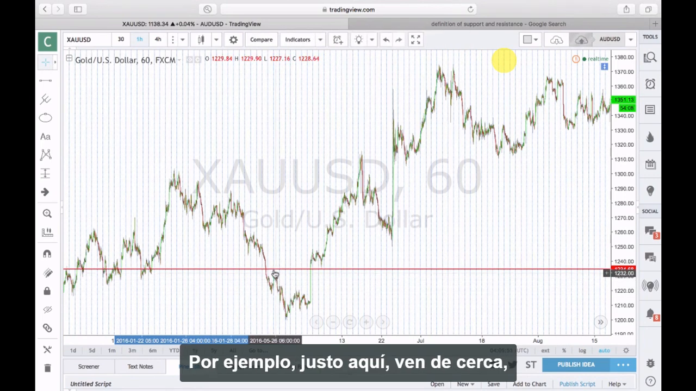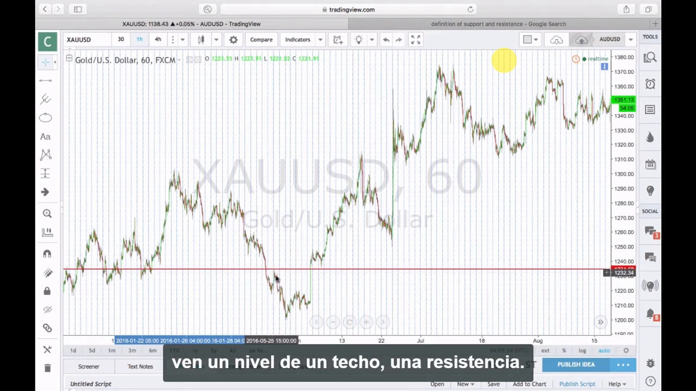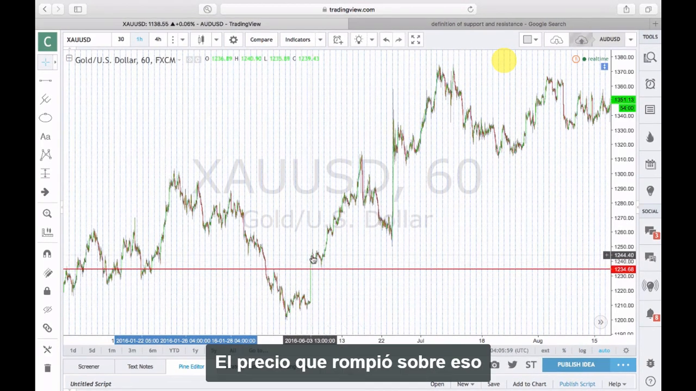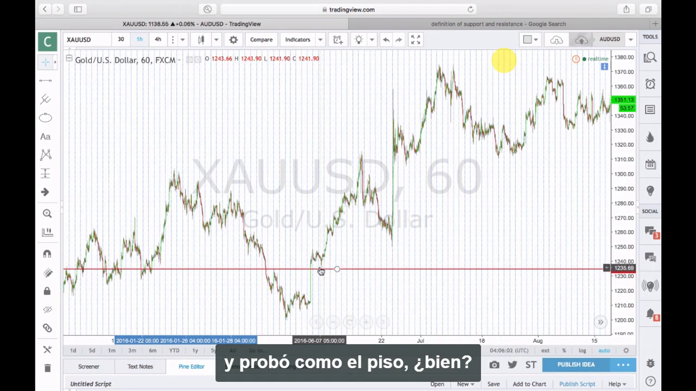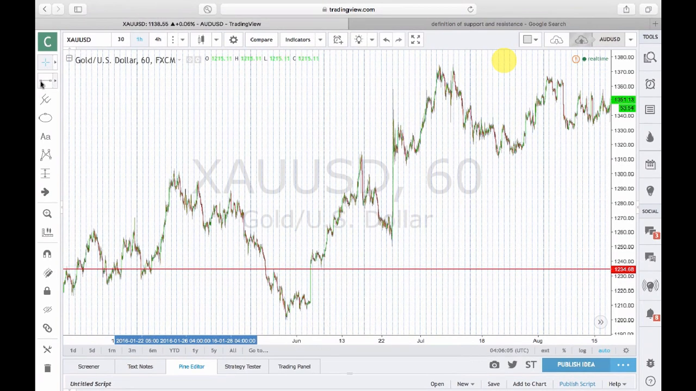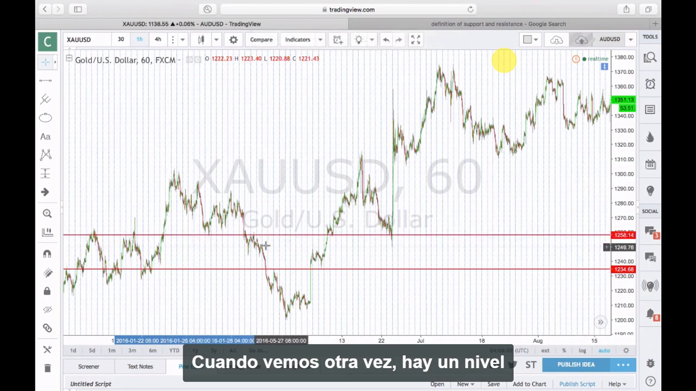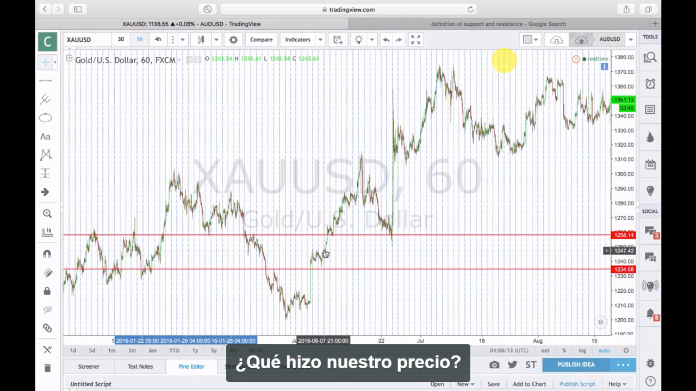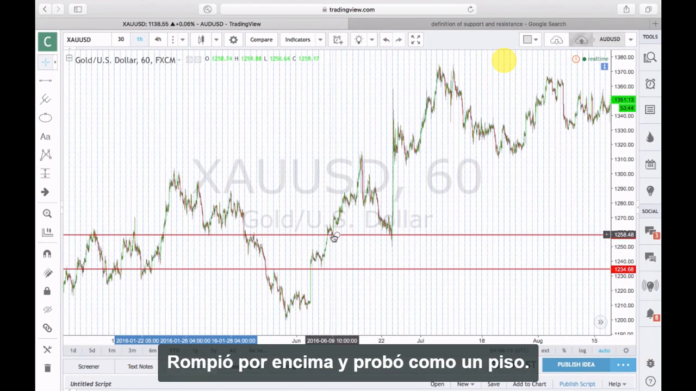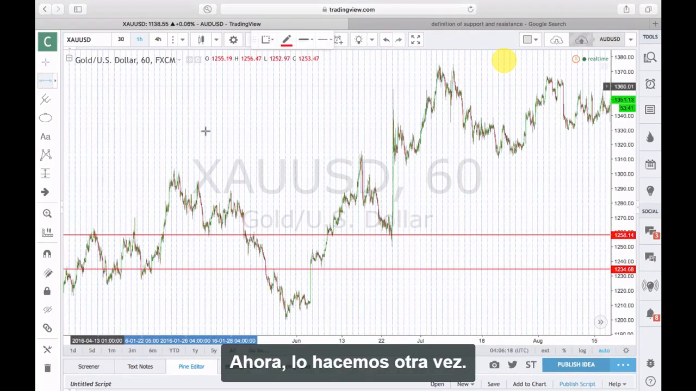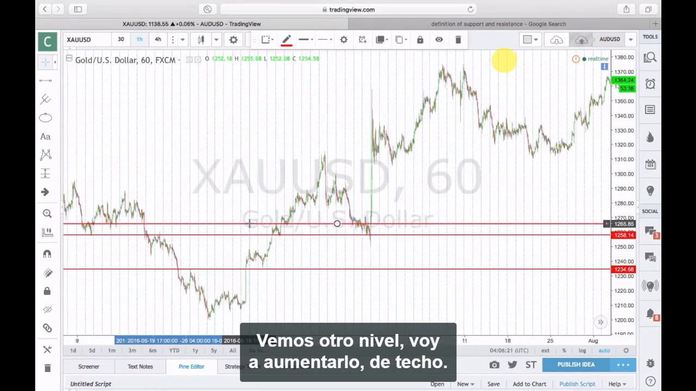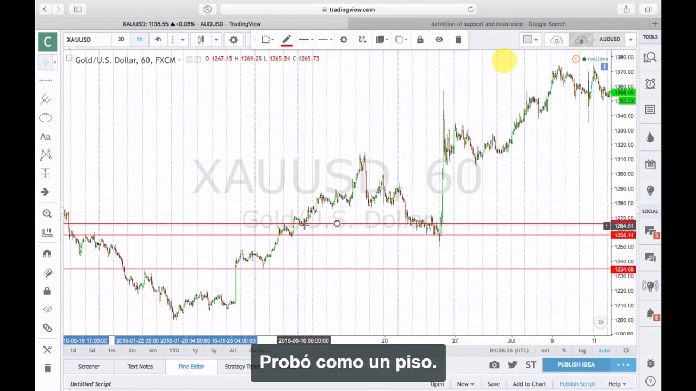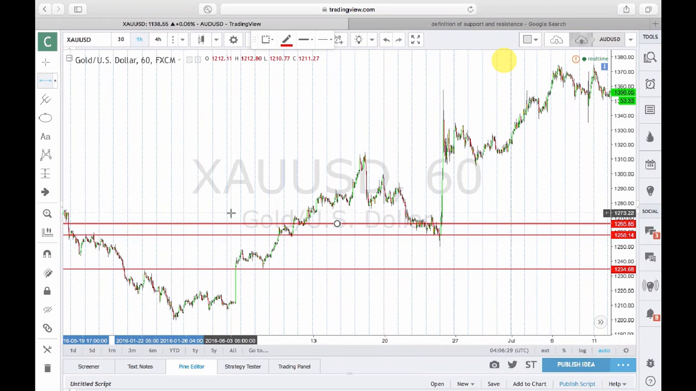For instance, right here, you look closely. You see a level of a ceiling or resistance. What did price do? Price broke above it and tested as the floor, right? Then we look again. There's a level of a ceiling or resistance. What did price do? It broke above and tested as the floor. Now let's do it again. You see another level, let me zoom in, of a ceiling. And what did price do? It tested as the floor. This is what we're looking for.